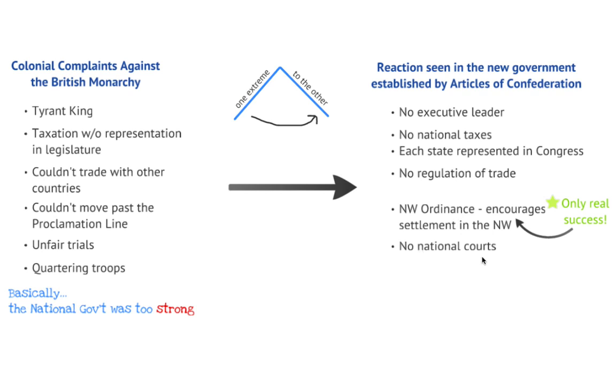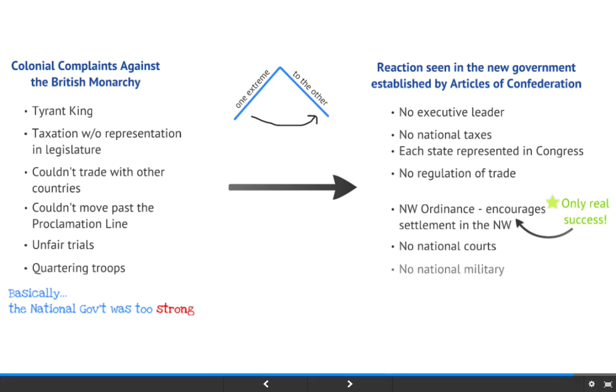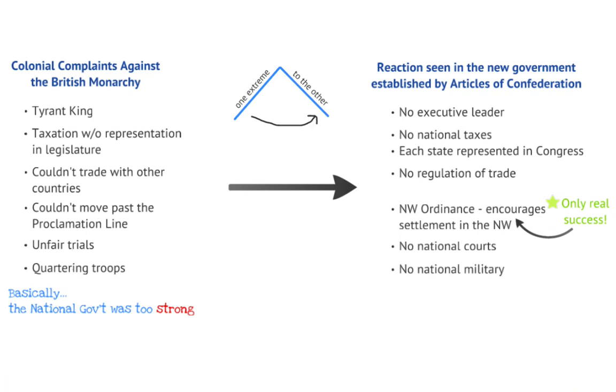So there's no executive branch. There's no judicial branch at the national level. There's only a legislative branch, which is Congress. And Congress doesn't have a lot of power. In response to quartering troops, there's not going to be a military at all for the United States. Each state's going to have its own militia, but there's not going to be a U.S. military.